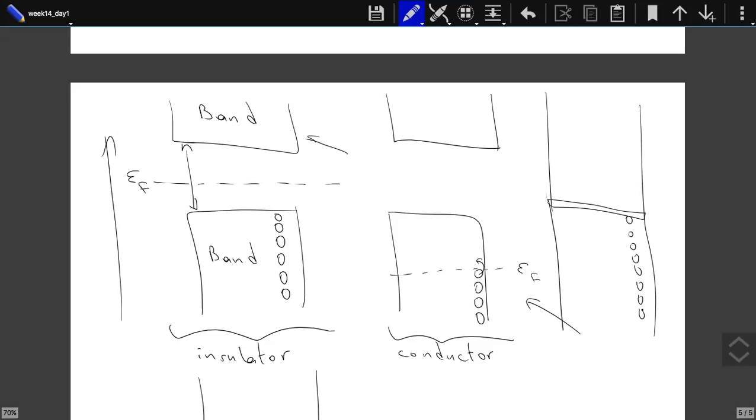Well, what determines whether it's a conductor or not is basically where the Fermi level is. So if it is in an empty region, if it lies within an energy gap, a band gap, then it's an insulator. If it lies within a band, either because it lies in the middle of a band or because it lies between two bands that are touching each other, in both cases you get conductors.